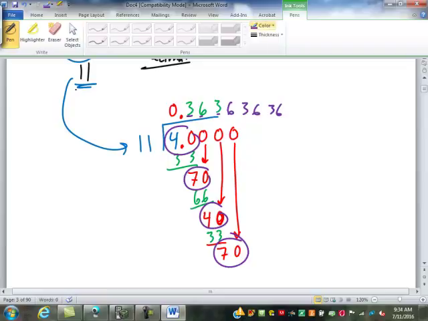So how would I express that? Well, what digits repeat? 3 and 6. And there are no other digits after the decimal other than those. So it's just 0.36 with a line over both the 3 and the 6.